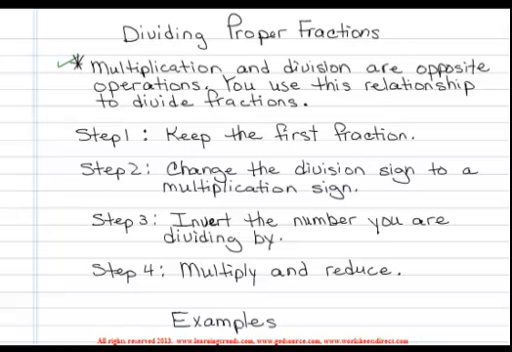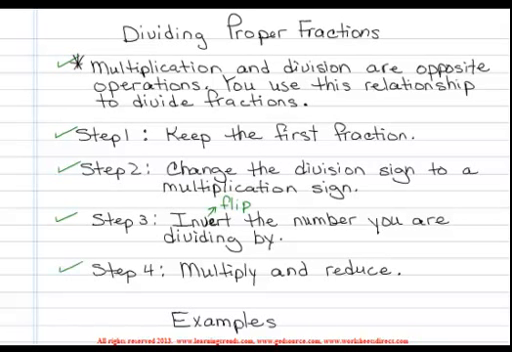we divide proper fractions. The first step is that you want to write out the fractions basically, and then you want to keep the first fraction. Step number 2 is that you want to change the division sign to a multiplication sign, and these steps will make more sense once we start practicing them. Step 3, you want to invert the number you are dividing by. Invert, or another way of thinking about it would be to flip that second fraction. And then step 4, you want to multiply and you want to reduce it.